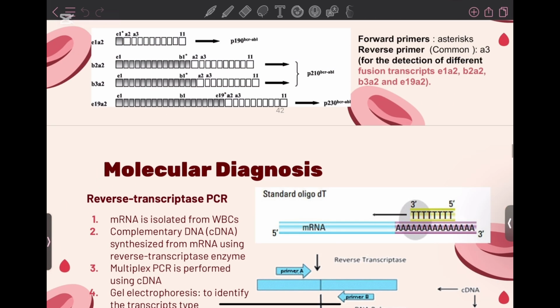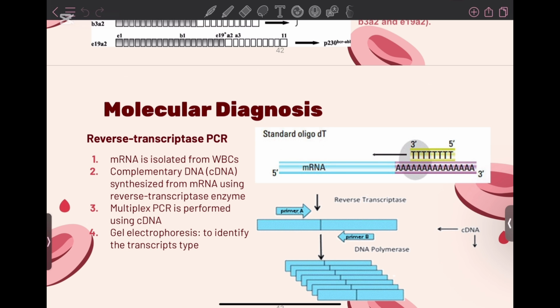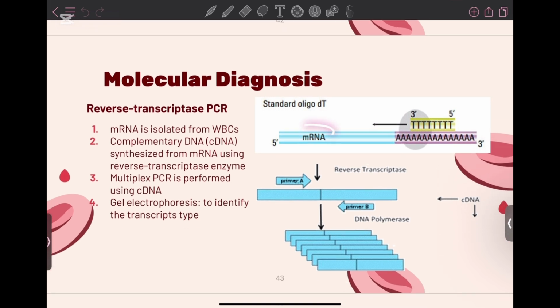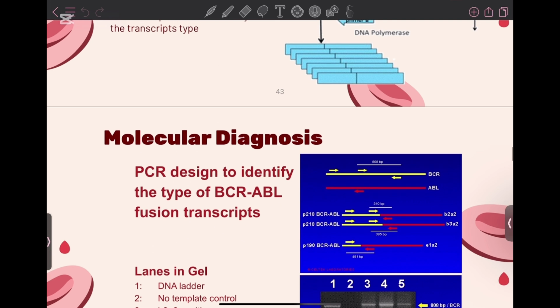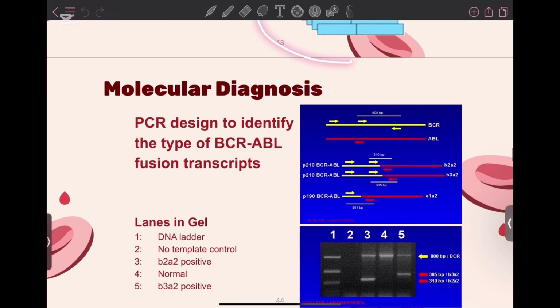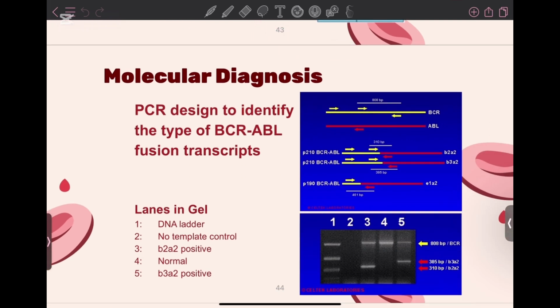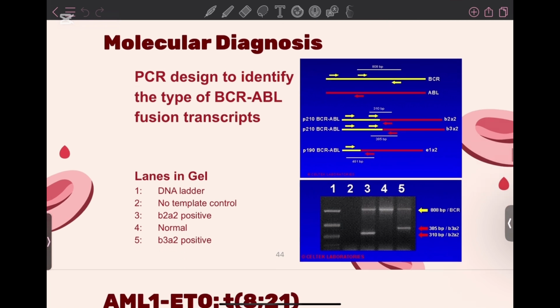Then after that, we're going to use the reverse transcriptase to formulate the complementary DNA from the RNA strand. So this is going to be the mRNA. We're going to use the reverse transcriptase and form the DNA segments. After we get our DNA segments, we're going to use gel electrophoresis, in which you can find the presence of the segments. What are the different lanes?